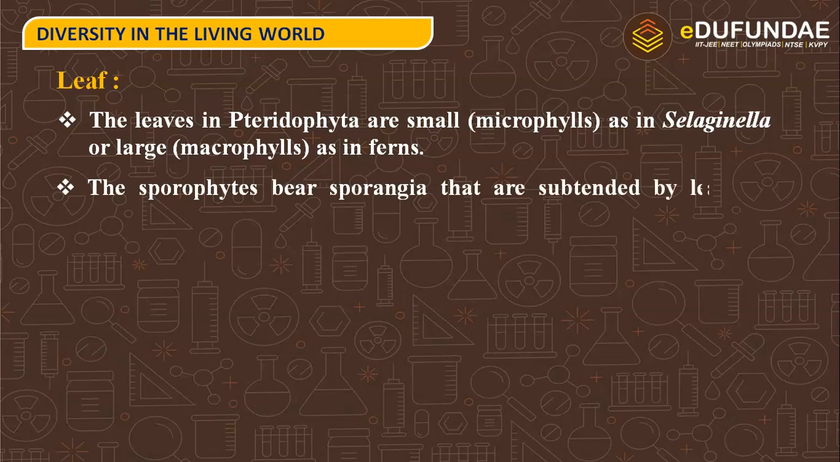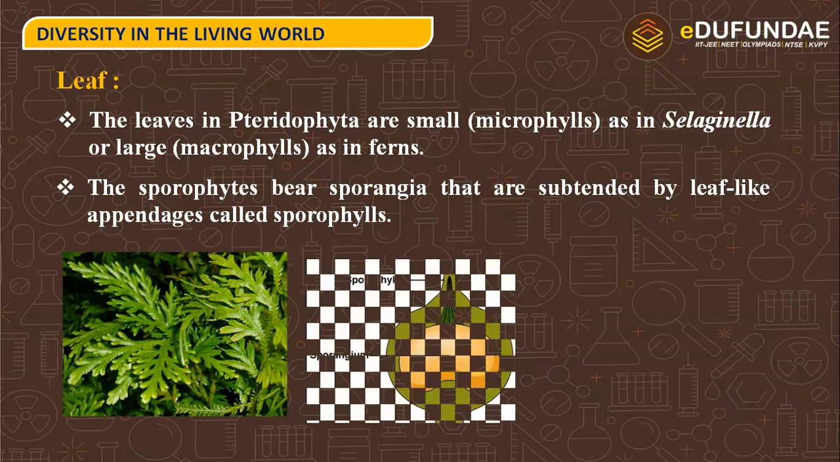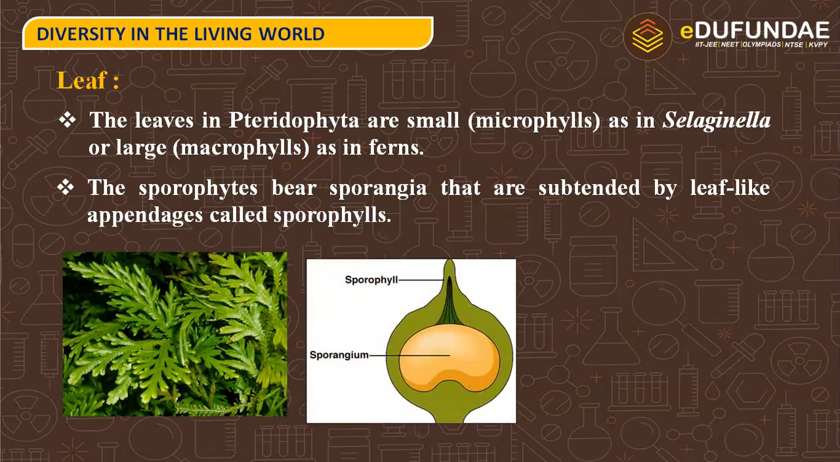The sporophytes bear sporangia that are subtended by leaf-like appendages called sporophylls. So, the leaf-like structure that will bear the spores is called a sporophyll. Here we can see the sporophyll and the presence of the sporangium. So the leaf-like structure we called sporophyll, and what will it bear? Sporangium. And what will be present inside the sporangium? The developing spores.